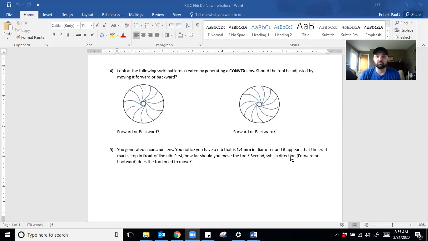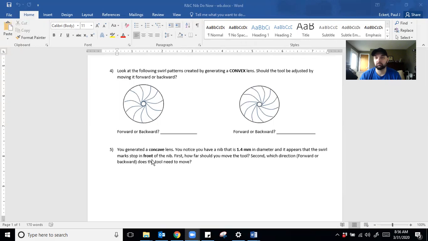I take that number in diameter and I cut it in half. Half of 1.4. Ooh, might need a calculator for that one. No, you don't. You're smarter than that. Don't use a calculator. 0.7. Half of 1.4 is 0.7, right? So that's your move. Now, which way do we go? It appears that the swirl pattern marks stop in front of the nib.